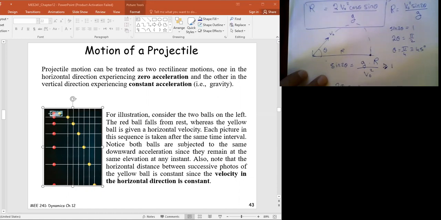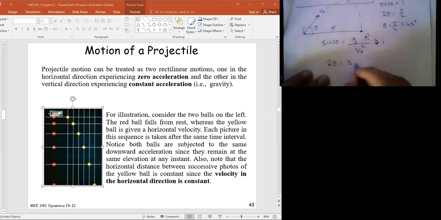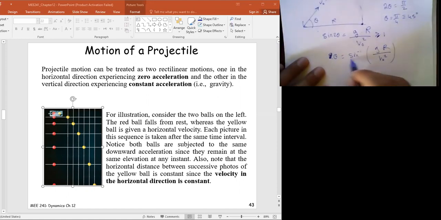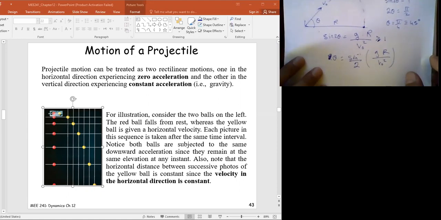So 2 theta will be inverse sine of GR over V0 squared. So theta is going to be equal to this divided by 2. But what is the inverse sine of 2? Can you do it on your calculator? What is the inverse sine of 2?